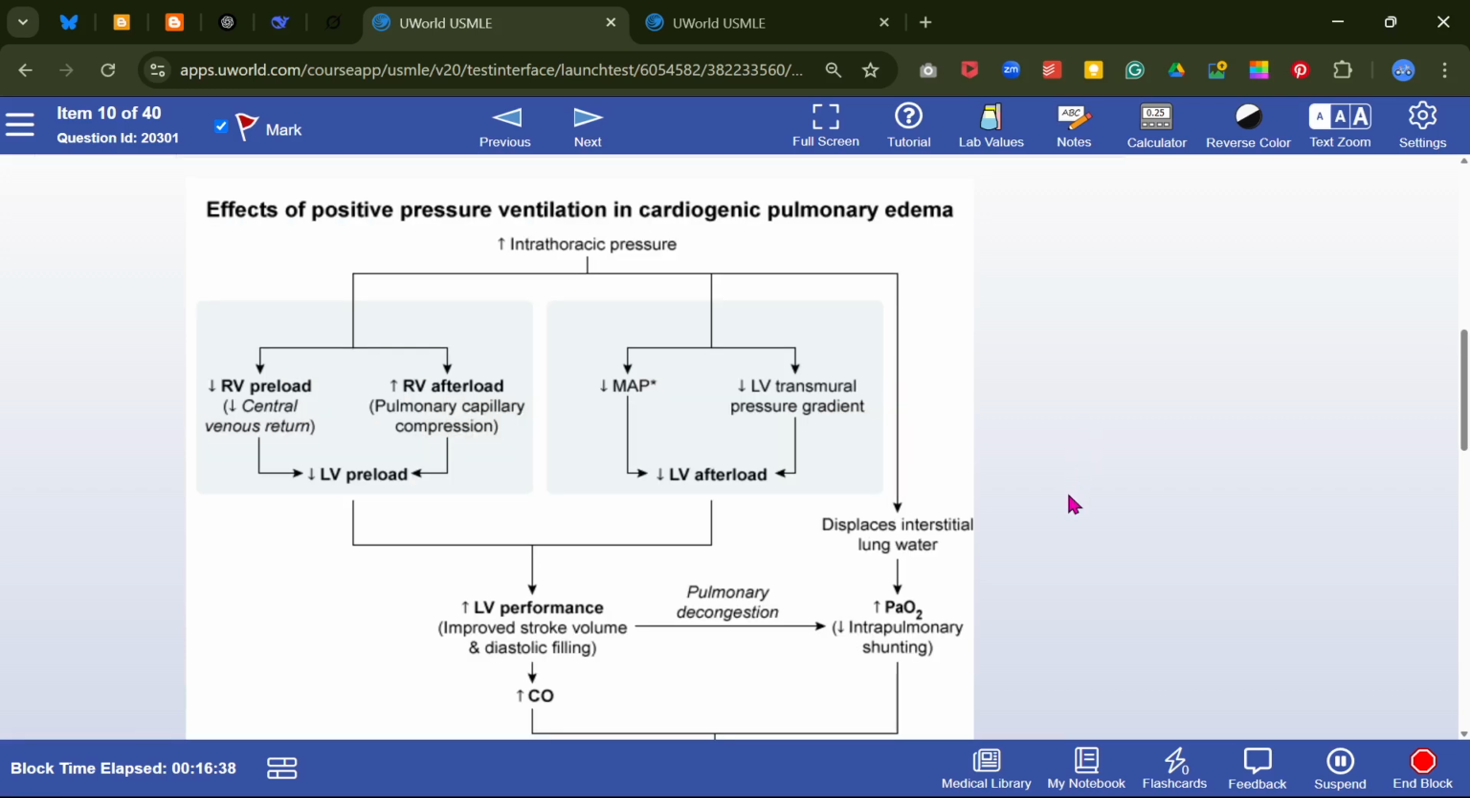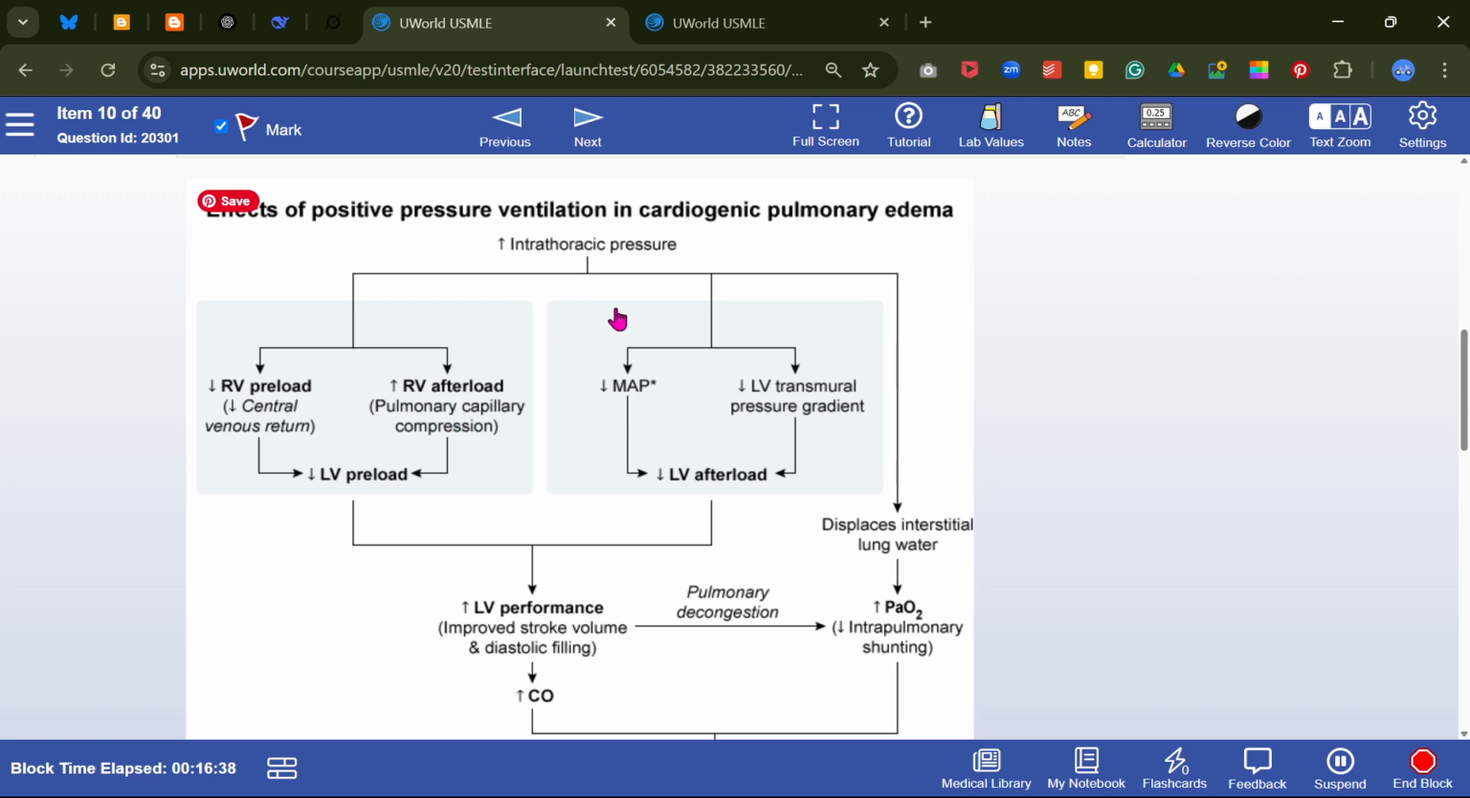Okay, cardiogenic pulmonary edema. Okay, effects of positive pressure ventilation in cardiogenic pulmonary edema? First, look at the box. If there is any increase in intrathoracic pressure, it will decrease right ventricular preload and increase right ventricular afterload, which will decrease the left ventricular preload.